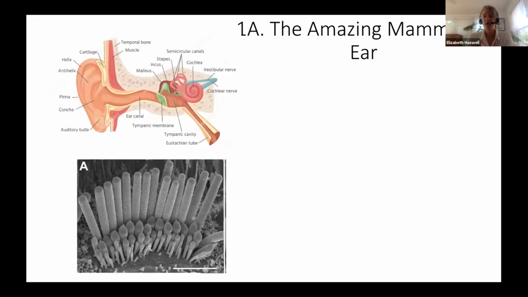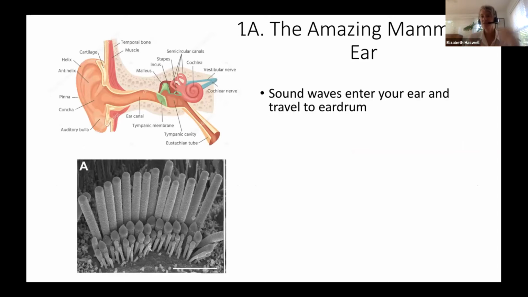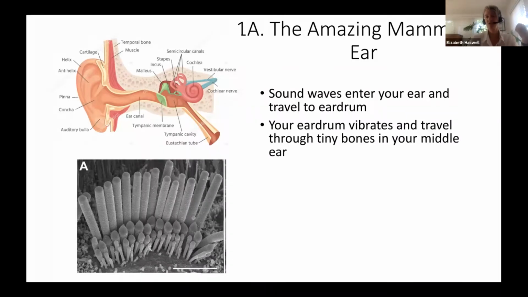And then the last example I wanted to give you is, of course, the amazing mammalian ear. In this case, animals or humans or mammals are responding to vibration. So sound waves enter your ear and travel to the eardrum, which vibrates, and that vibration travels through these tiny bones in your middle ear.